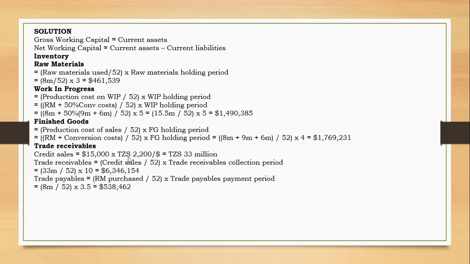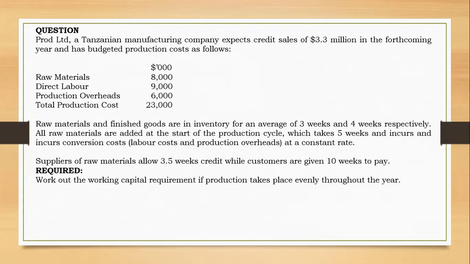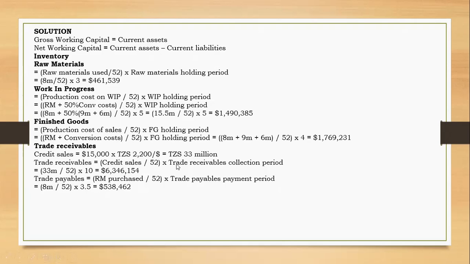So this is what I'm going to do, and then I would multiply by the trade payables payment period. I now obtain the trade payables payment period. We are told that suppliers of raw materials allow 3.5 weeks credit. So it will be 3.5, and if you multiply, you will obtain $538,462. So you would have obtained everything.